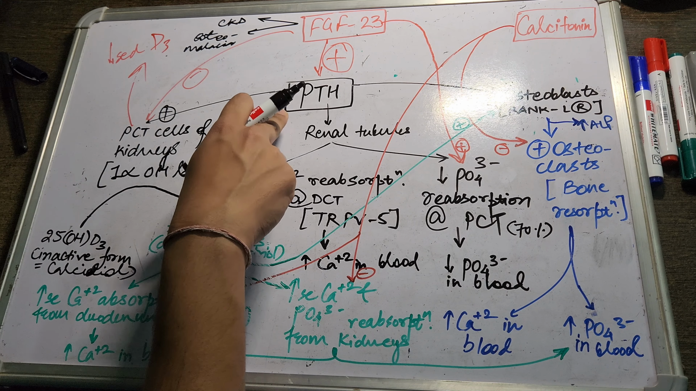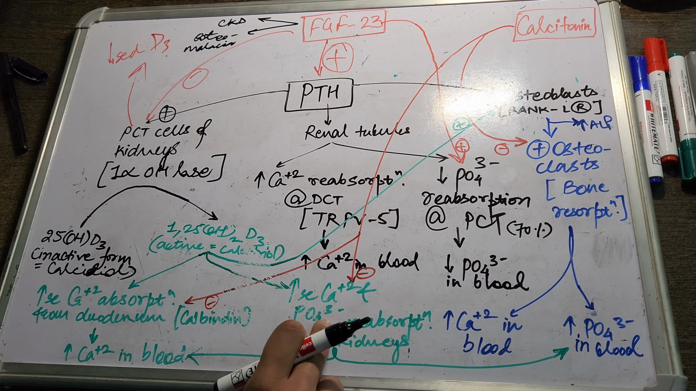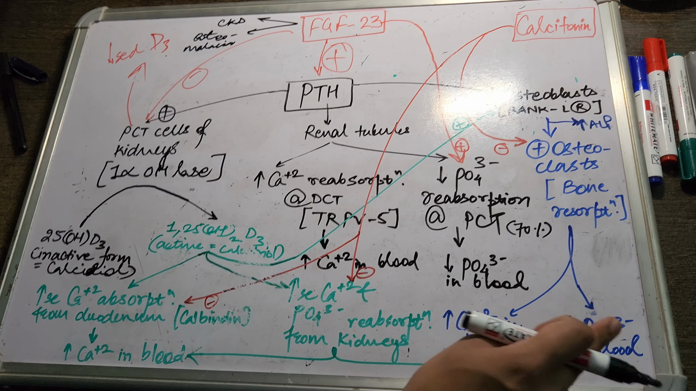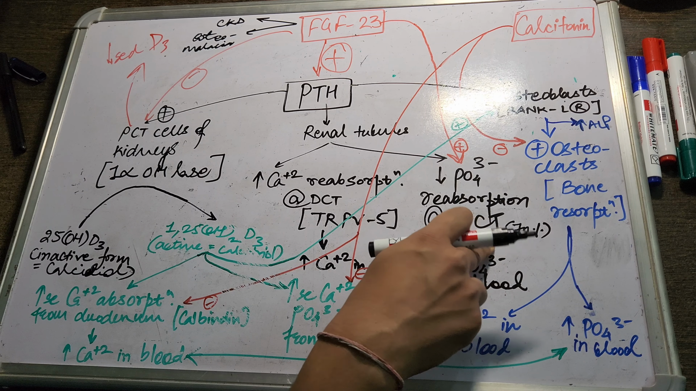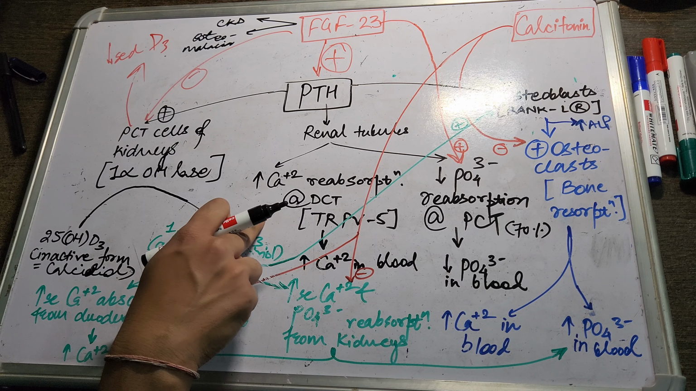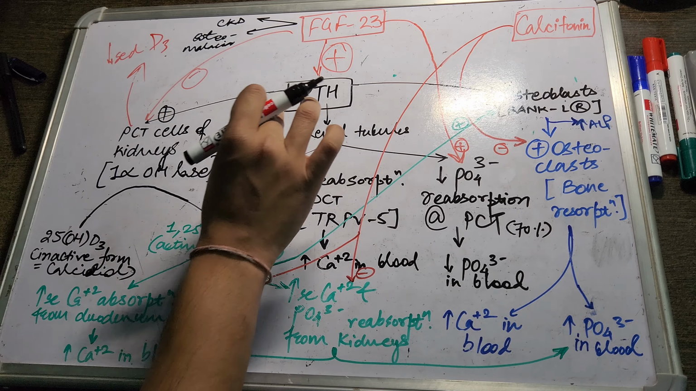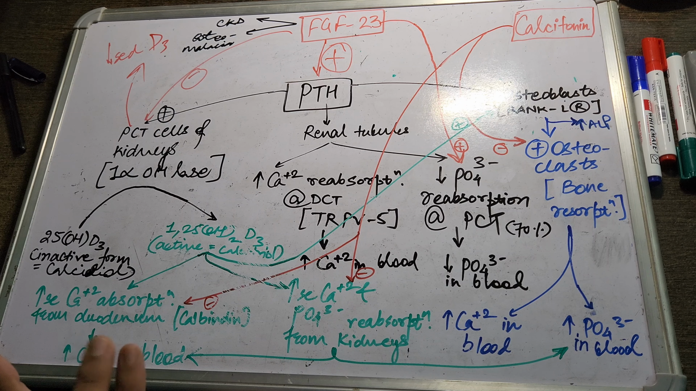So now if we have to summarize, what are the ultimate calcium and phosphate concentrations affected by PTH, then we can say parathyroid hormone is increasing calcium and phosphate, increasing calcium, increasing phosphate, decreasing phosphate, increasing calcium. So one thing is clear that parathyroid hormone is going to increase calcium concentration in the body.